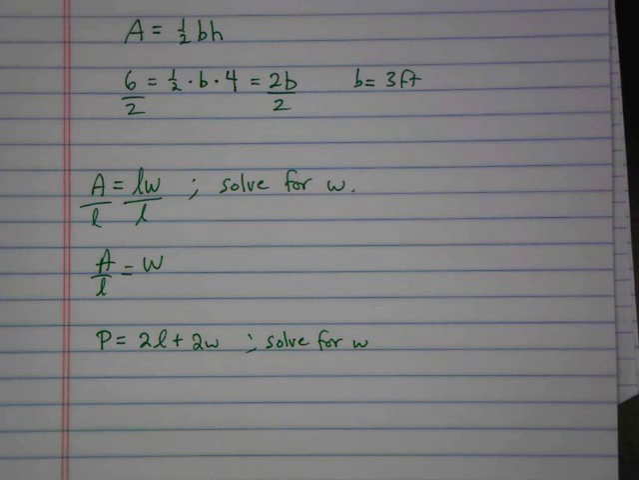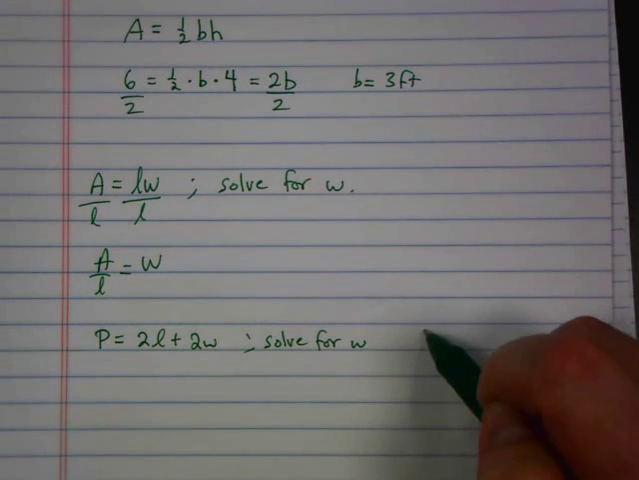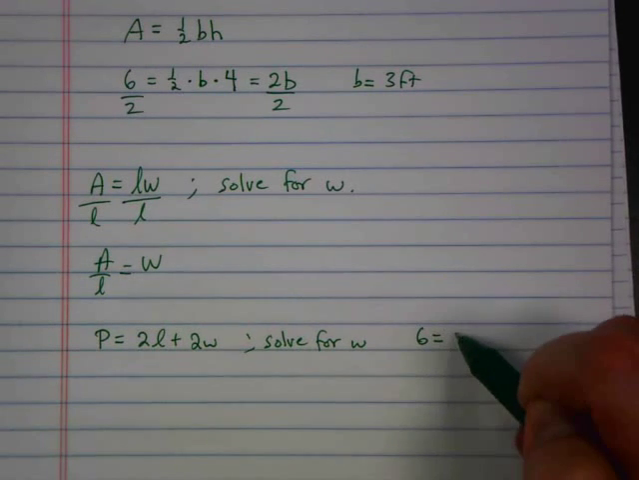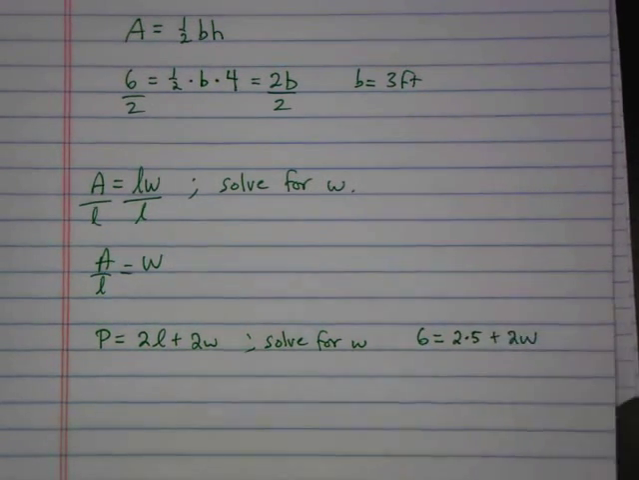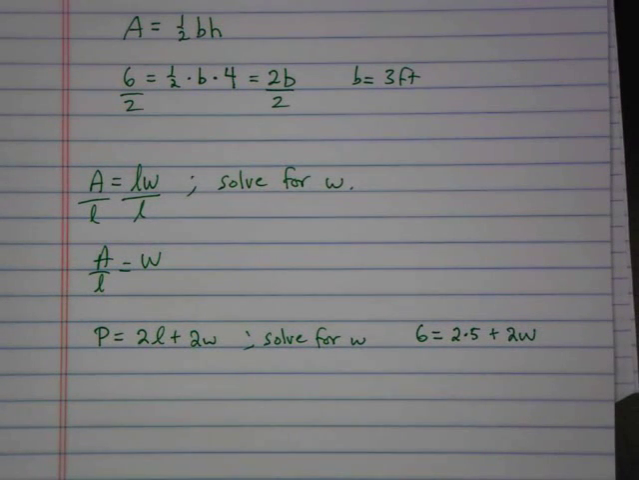What steps would you go through to get the W all by itself on one side? All right, let me change the problem a little bit. What if I gave you 6 equals 2 times 5 plus 2W? Think about what you would do if you had numbers in there.